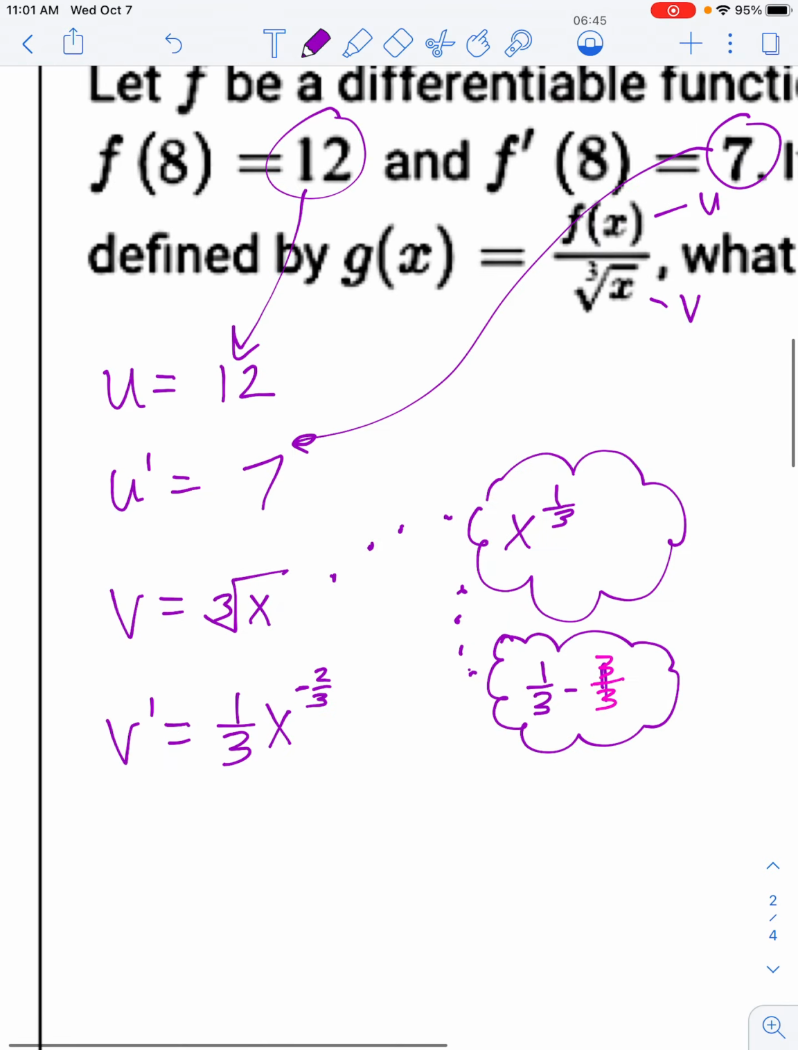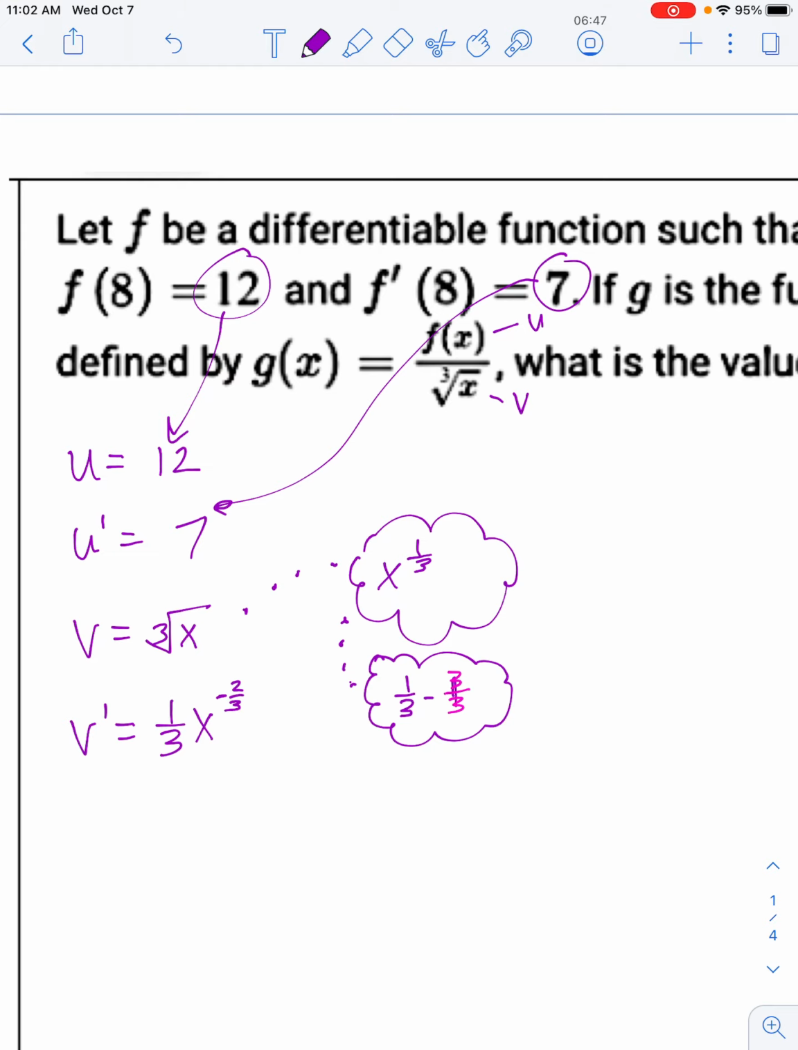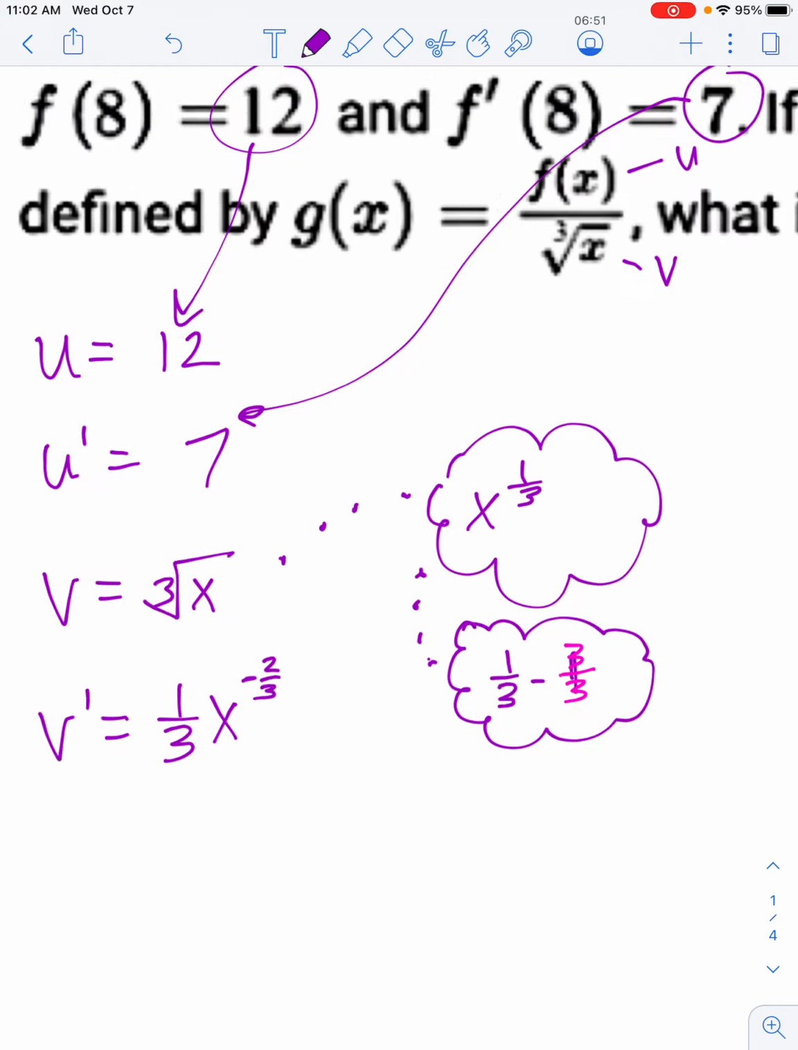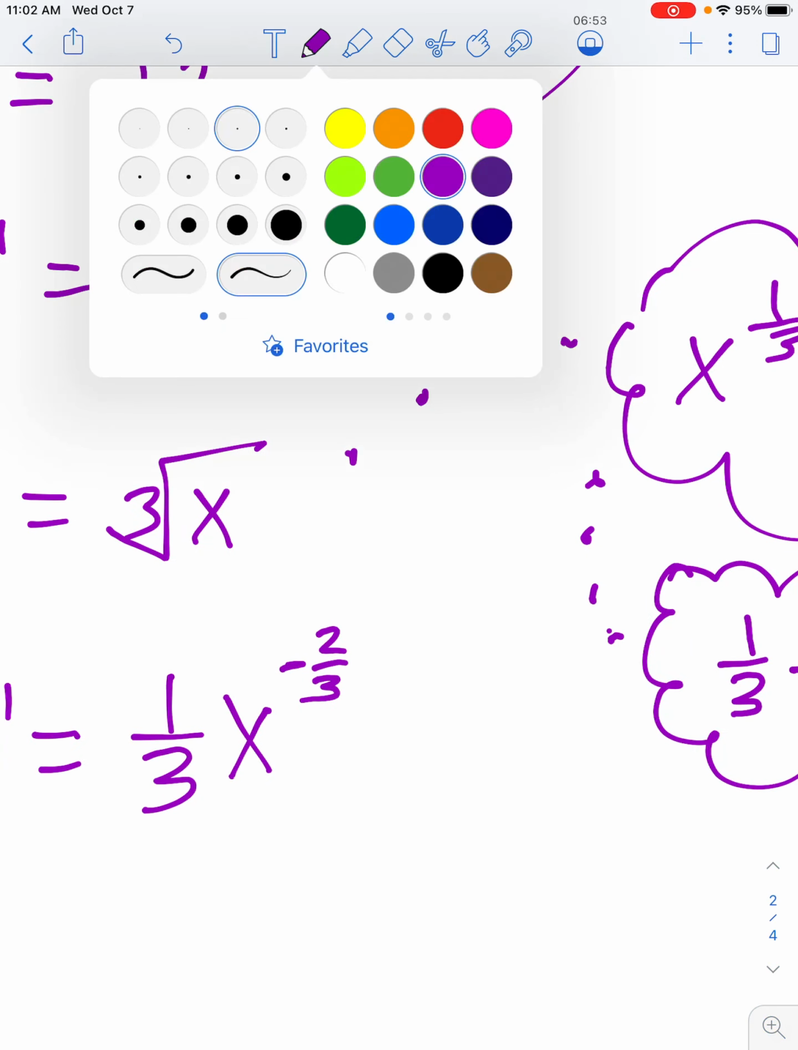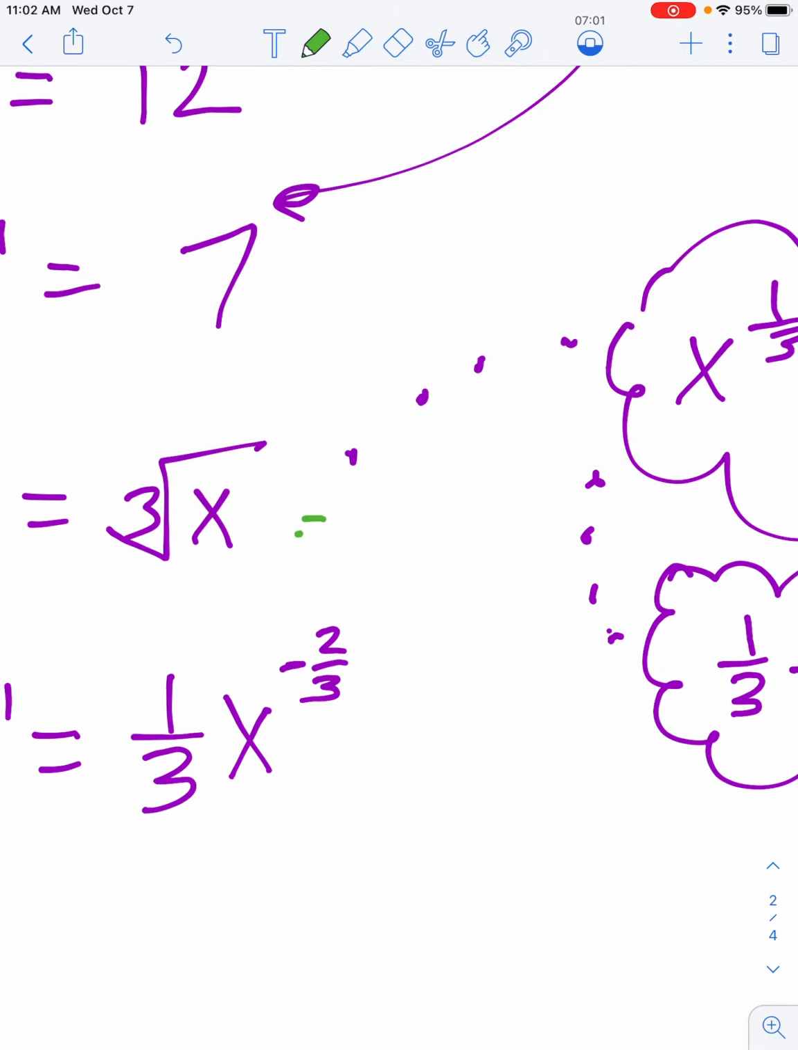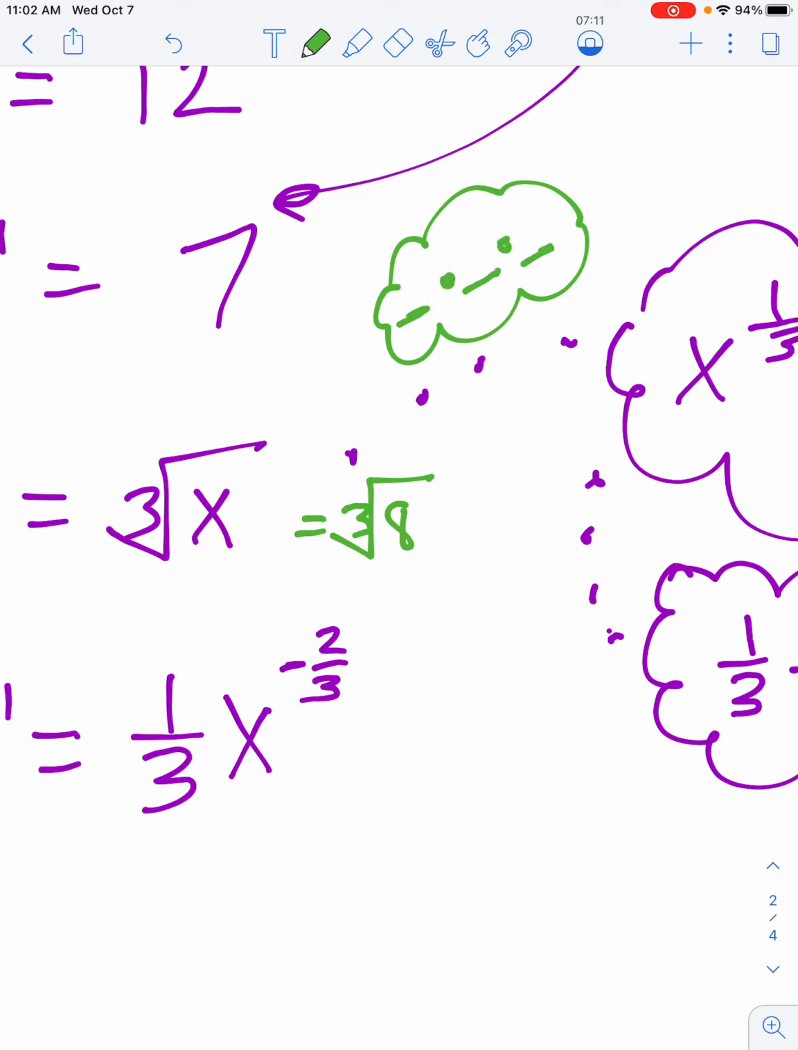So now we have to evaluate those at 8, to get our values. I'll use a different color. Let's use green. Okay, so the cubed root of 8, right? That's something times something times something equals 8. So we know that that is 2.